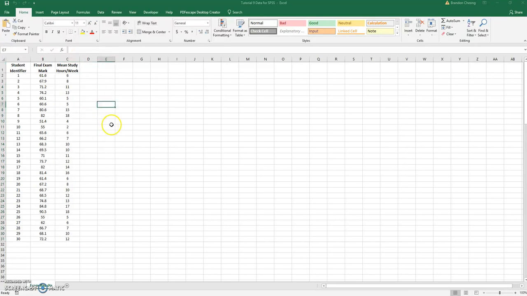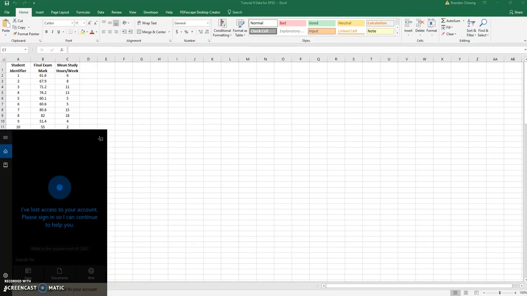And we want to see if there is a correlation between these two variables. If we increase our average hours of study per week, does that correspond to having an increased final exam mark?